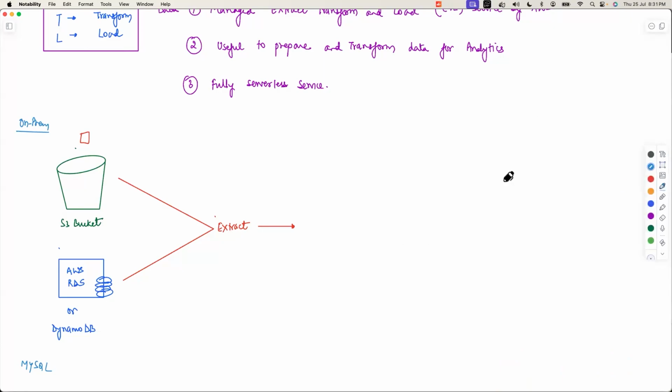You have your extract. Next, you have the service which you are discussing. This is your Glue ETL, right? And the purpose of Glue ETL is what? It wants to transform the data. So you will first be extracting it, it will be transforming it, and then it will also be loading it to some warehouse where it can be kept.